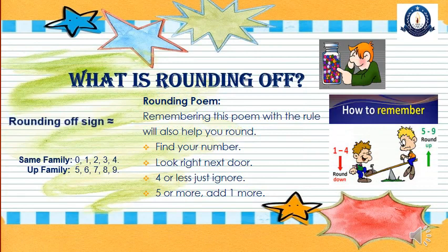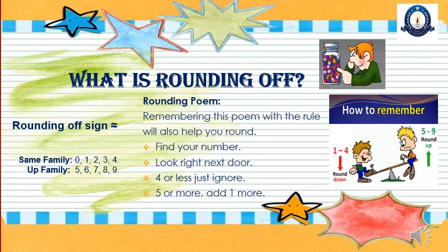Here the question is, what is rounding off? First look at the sign of rounding off. Look at here, this is the sign of rounding off. Now two things you have to keep in your mind. One thing is families and the other thing is the rounding poem. What are the families? Numbers from 0 till 9 we are dividing into two families. One is the same family, the other is the up family. 0, 1, 2, 3, 4 belong to the same family. 5, 6, 7, 8, 9 belong to the up family.